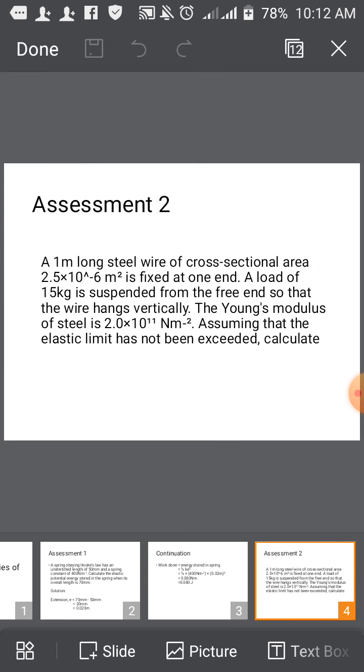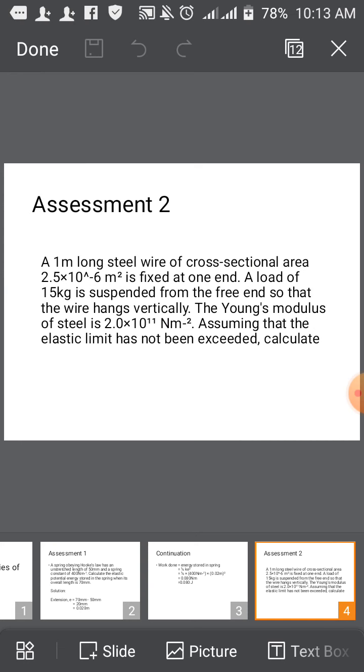Assessment 2. A 1 meter long steel wire of cross-sectional area 2.5 times 10 raised to power minus 6 meter squared is fixed at one end. A load of 15 kg is suspended from the free end so that the wire hangs vertically. The Young's modulus of steel is 2.0 times 10 raised to power 11 Newton per meter squared.